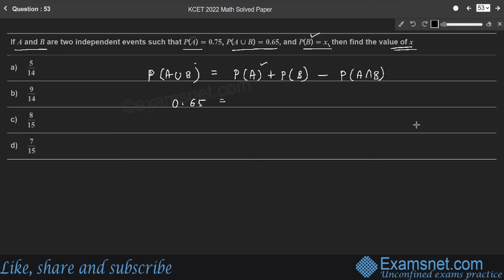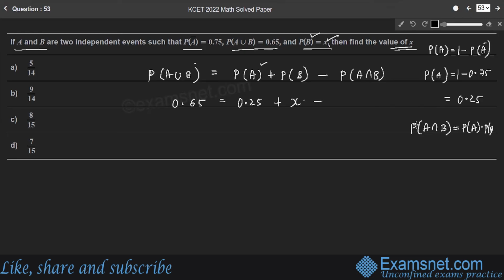P of A, how to find P of A? P of A means 1 minus P of A dash, right? Therefore, P of A becomes 1 minus 0.75, right? So which is 0.25 is P of A. So 0.25, right? So next, P of B is directly given, which is X, right? Minus P of A intersection B. So the formula of P of A intersection B says P of A into P of B, right?